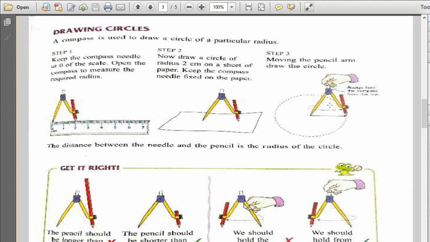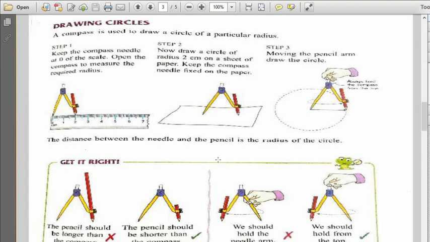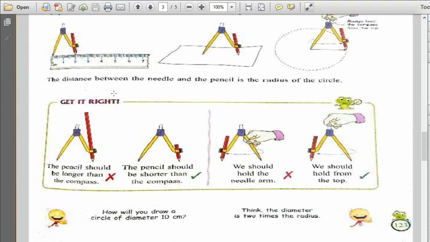Now one important thing I want to tell you that always hold the compass from the top. Okay. Always hold the compass from the top. Don't try to hold it from any of the hand of the compass, because if you will hold the compass from the hand, there are chances that you can extend it. It will be extended and the length will not be accurate. Okay, length of the radius will not be accurate.